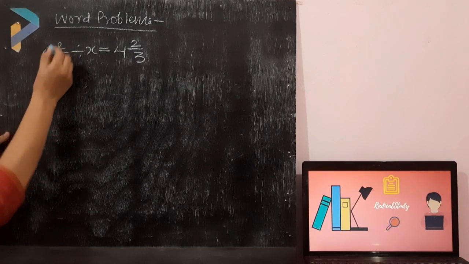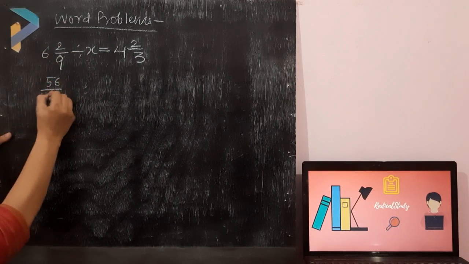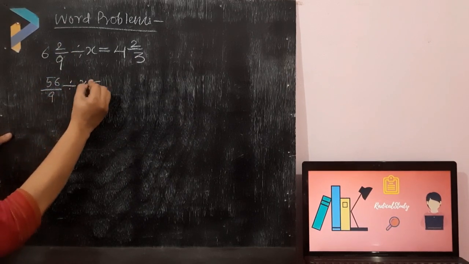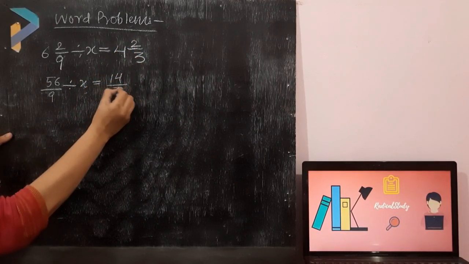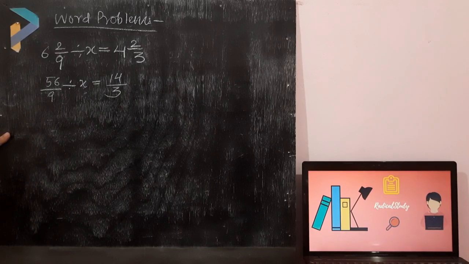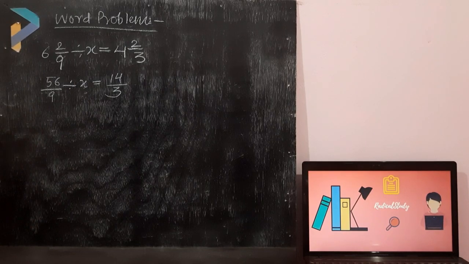9 6s are 54, 54 plus 2 will be 56, by 9, divided by x is equal to 3 4s are 12, 12 plus 2, 14 upon 3. Okay students, now as I told you, whenever we are dividing any fraction, what happens?